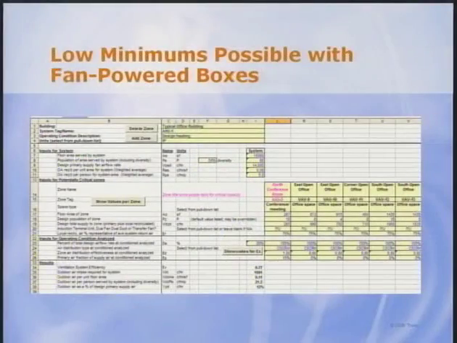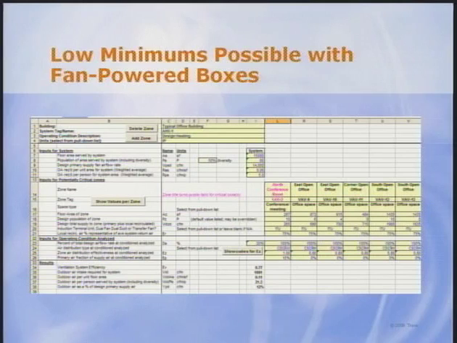In the previous slide, we saw how use of fan-powered boxes in critical zones can reduce design outdoor air rates by 50% compared to VAV reheat systems. But what happens if we use fan-powered boxes in all other zones? The answer is almost nothing with respect to outdoor air rates. The critical zones dominate in that regard.